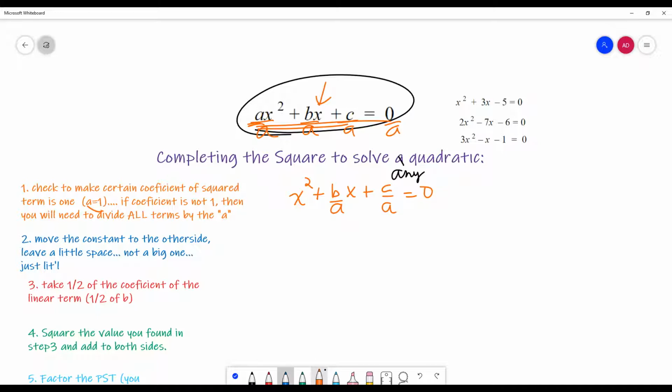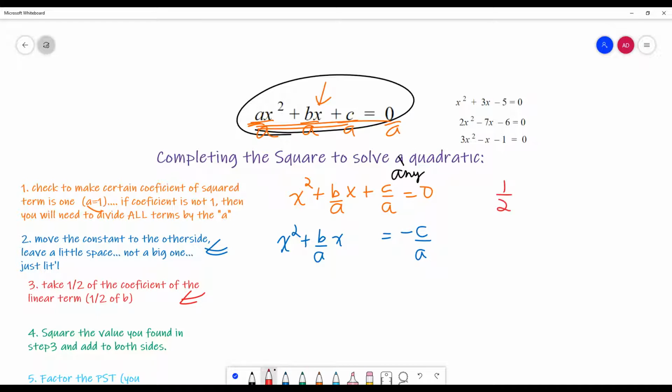Okay, the next step, I'm following my steps. Move the constant to the other side. Leave a little space, not a big space. Don't go crazy over the space, you guys. Now my next step, step 3. We're moving right along. The orange was step 1, the blue is step 2, the red is step 3.